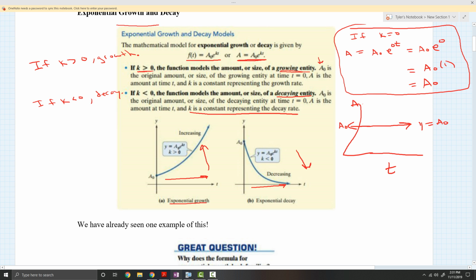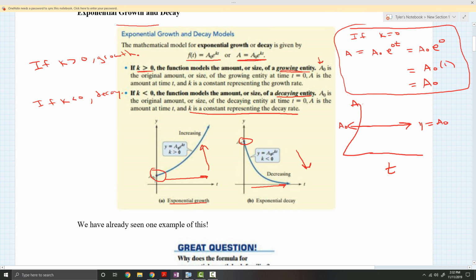So we, of course, have decay, right? You can also notice that in each graph, the y-intercept is A sub naught, and that's the starting value, right? Which makes sense because that's the value when t equals 0, and t is my x-axis, so that would be a y-intercept.